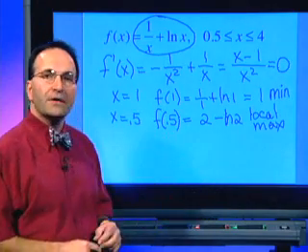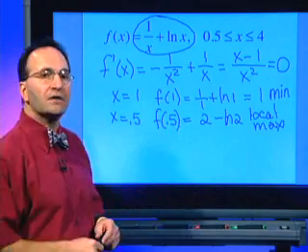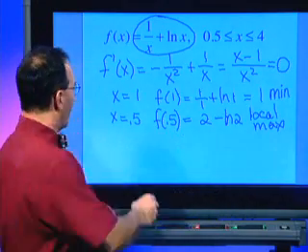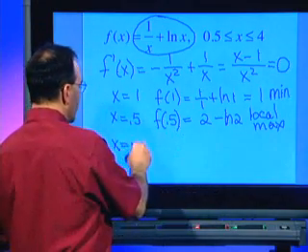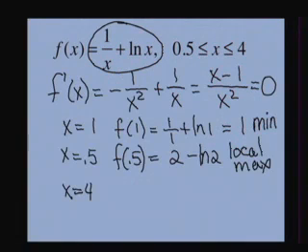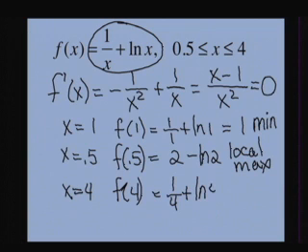And the last thing we have to do is check the other endpoint, which is x equals 4. So we say x equals 4, and we find f of 4. And f of 4 will equal 1/4 plus the natural log of 4. And that's going to be another local maximum point.